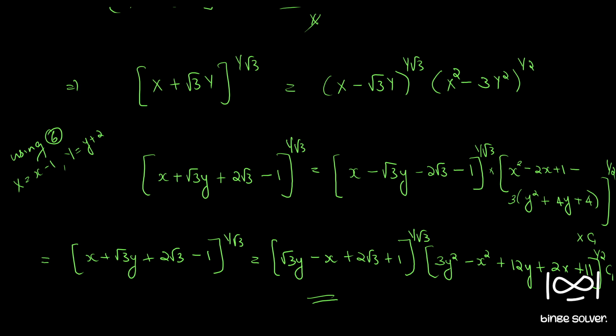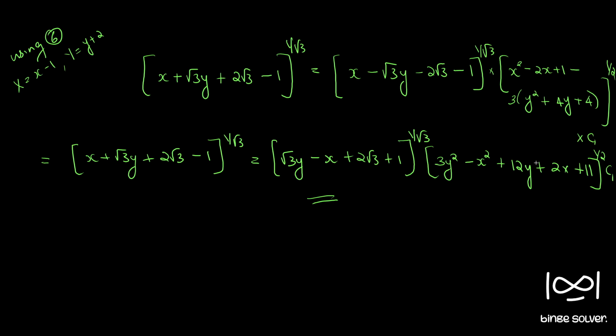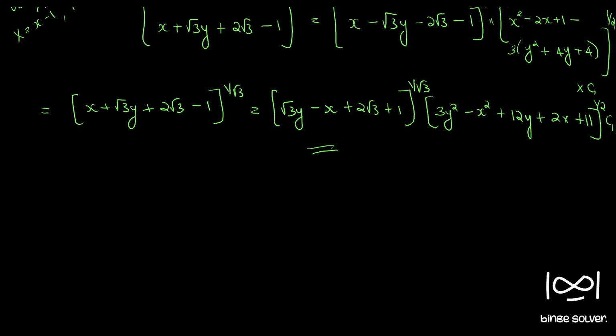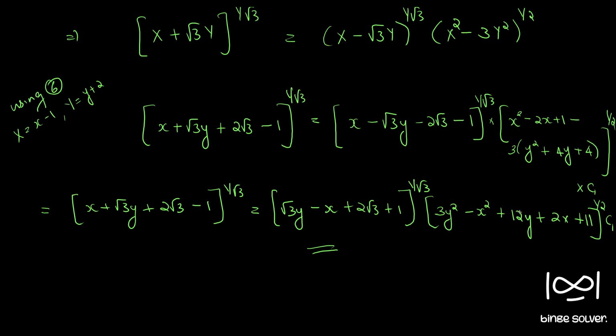So I corrected the mistake in the earlier step, but still I am missing a few terms compared to the answer given in the standard textbook. Let me note down the answer given. C into... the answer is exactly same. Instead of 12y, here it is minus 12y, and instead of 2x it is 12x. That is the only difference. These two terms seem to be different in the answer. So I think it is a typo.